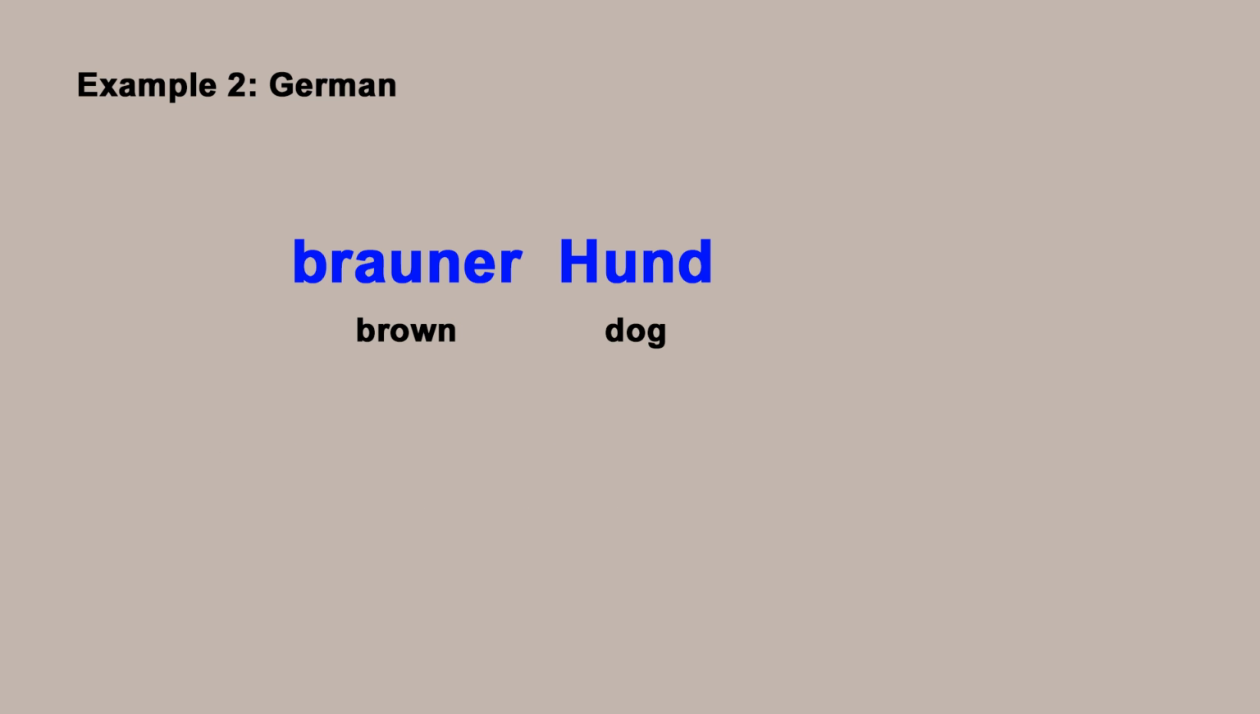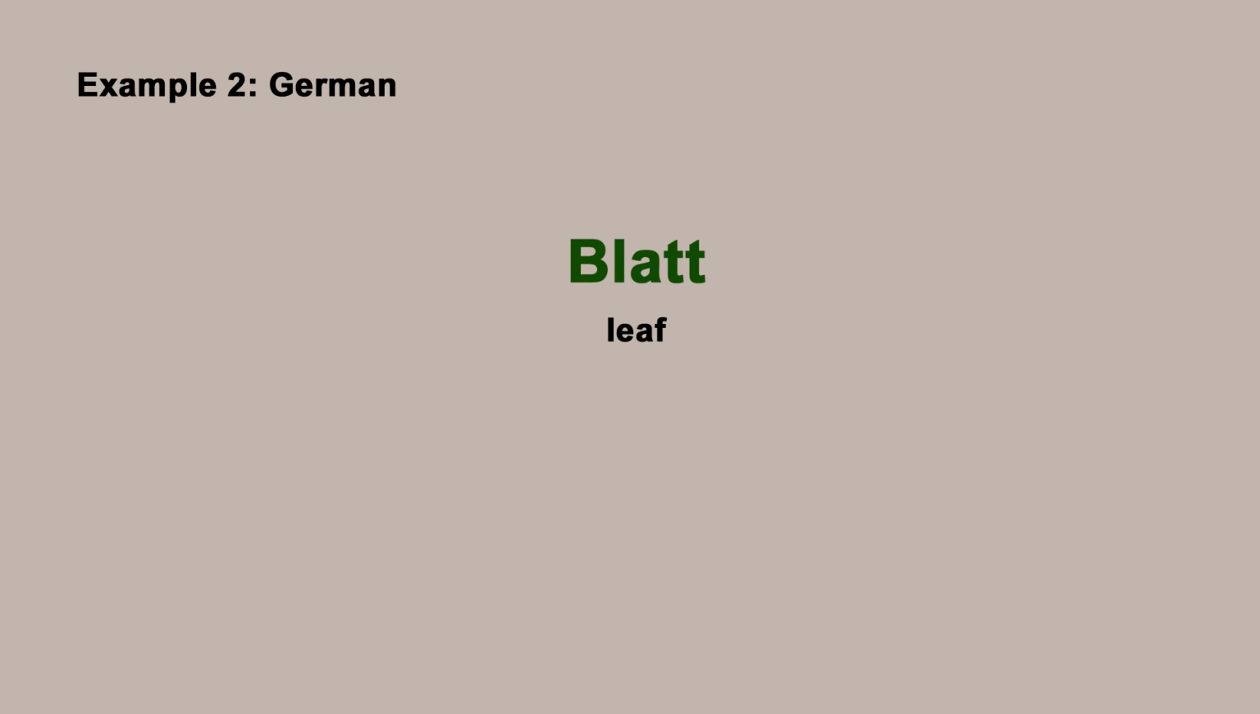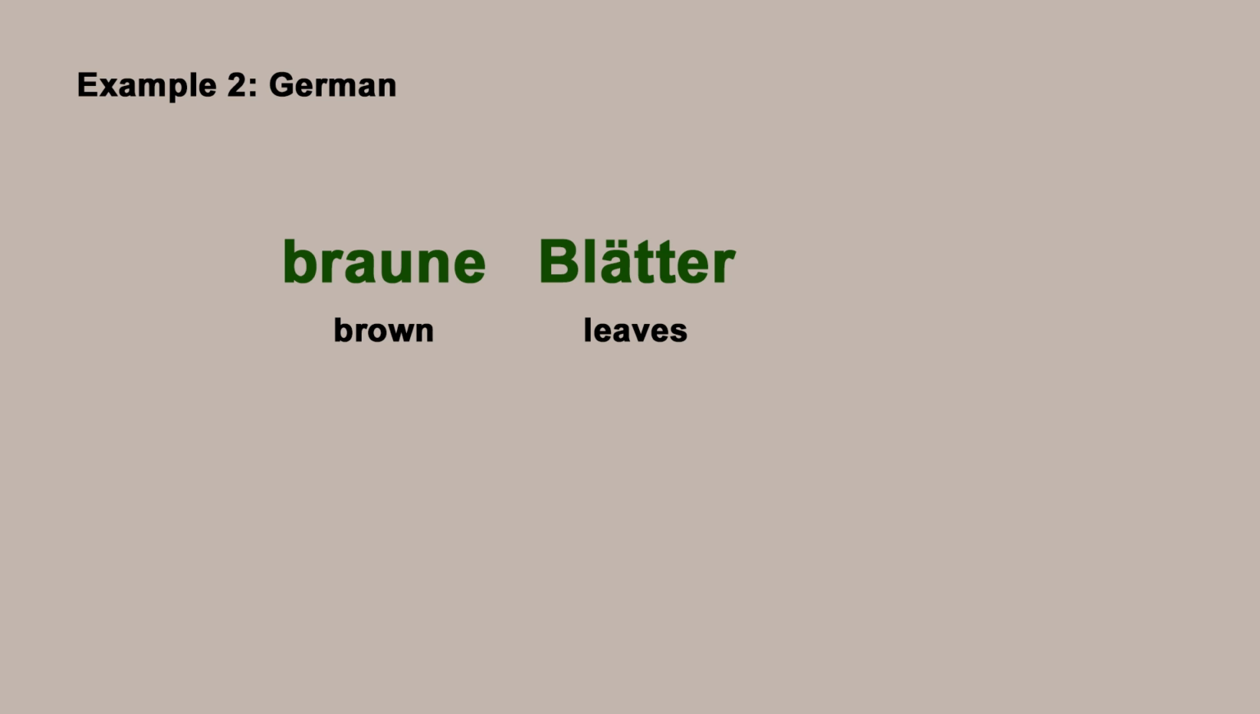If you wanted to talk about a leaf, Blatt, which is neuter, you'd pick the neuter article, so the leaf would be das Blatt. And if you wanted to say brown leaf, you'd say braunes Blatt. You'd add this "us" ending, which is the neuter adjective ending. Now it's more complicated because, like in Spanish, if you have lots of dogs or lots of leaves, you have to change the form of the article and the adjective endings again. So brown leaves would be braune Blätter, brown dogs would be braune Hunde.